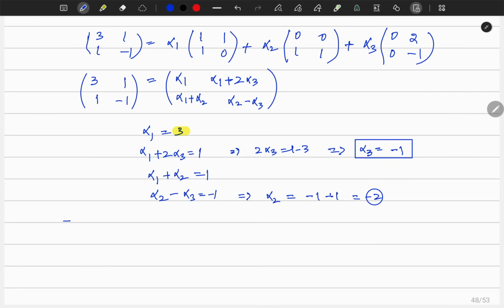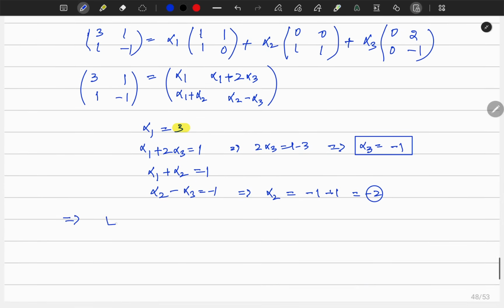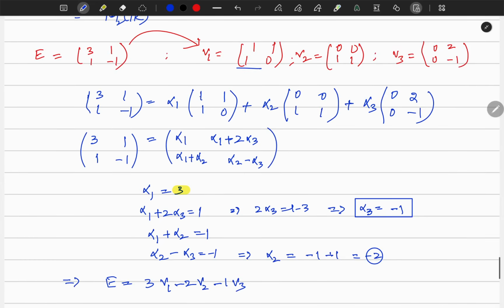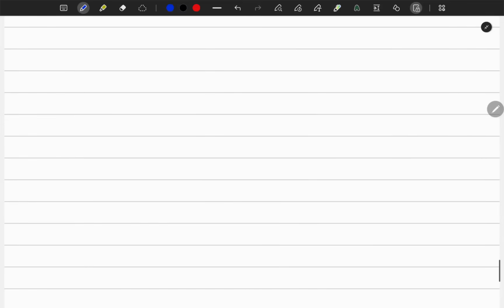So it means that your vector E can be written as alpha 1, that is 3 v1, alpha 2, that is minus 2 v2, plus alpha 3, that is minus 1 v3, and your v1, v2, v3 are these. So you wrote it as a linear combination. Okay, these types of questions will be there.